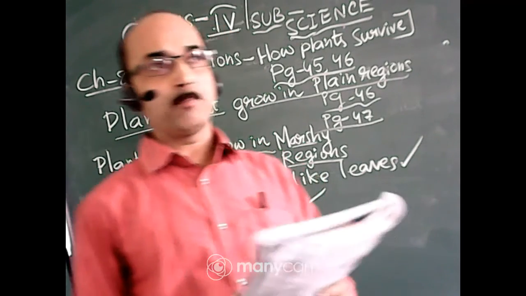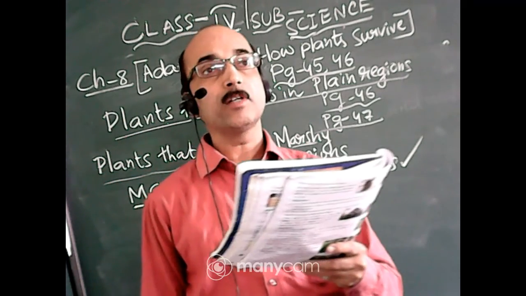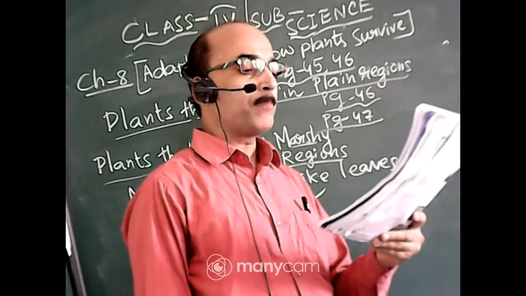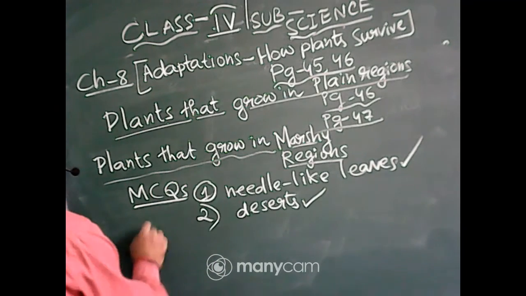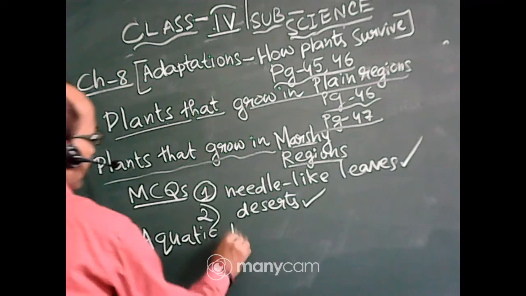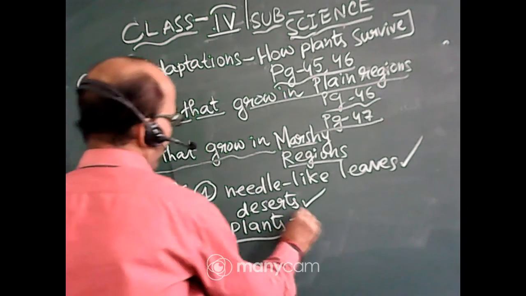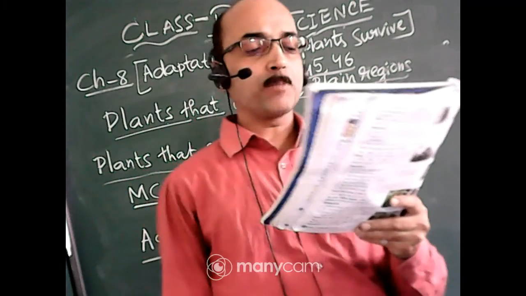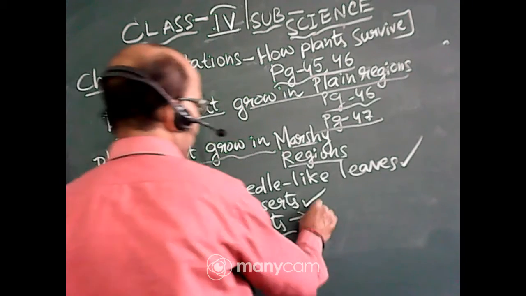Now it is aquatic plants and their adaptations. This is also from page number 47. Aquatic plants are of 3 types: floating plants, fixed aquatic plants and underwater plants. Aquatic plants means the plants that grow in the water.